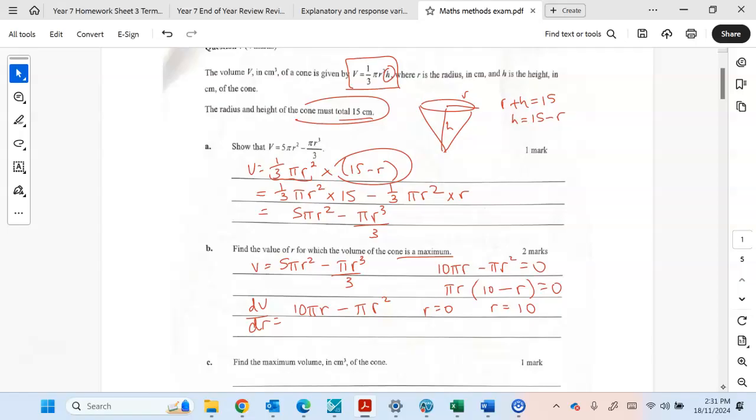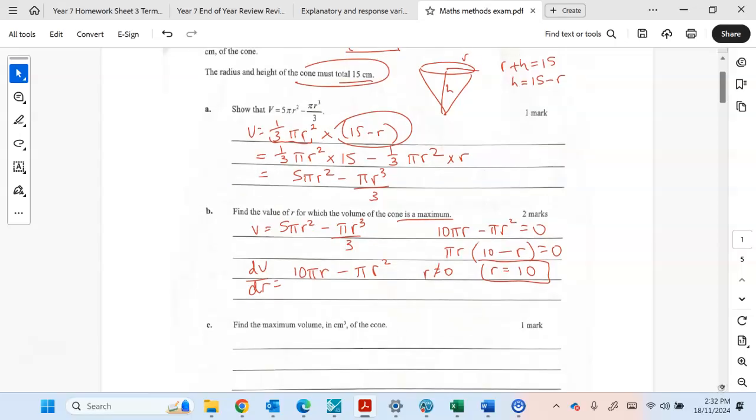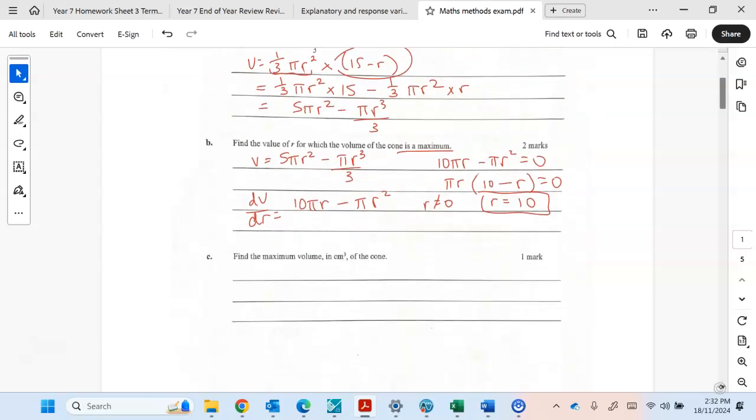Now, you want the radius to exist, so basically it can't equal 0, otherwise it wouldn't be a cone, so R is equal to 10. Now, if you could do this on your calculator, that's pretty straightforward. Derivative, and then you let it equal 0. I kind of think that might be still a tech-free question anyway.